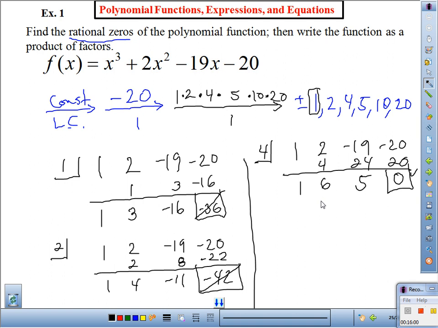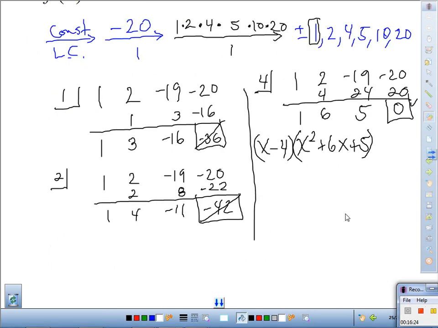What do I have left here according to the homework last night? X squared plus 6x plus 5. And what is our possible 0? X minus 4. Copy that, please. All right, so we found the first 0, which is 4.